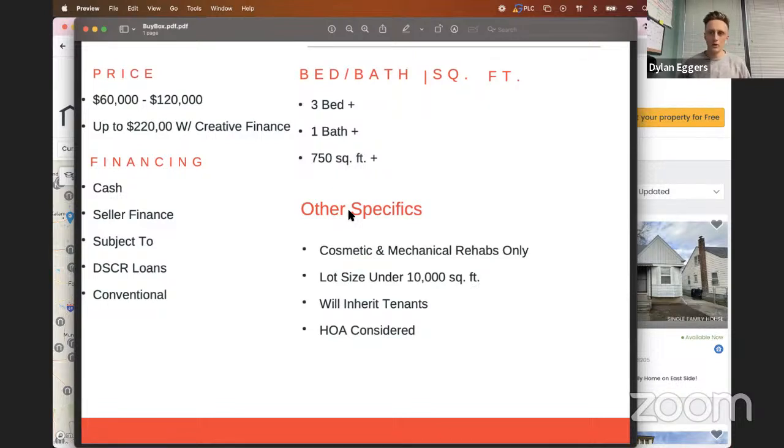Like if it needs a roof, if it needs flooring, stuff like that, we're okay with, but no guts, no scrapes. Lot size under 10,000 square foot. Again, just the smaller the lot size, the less maintenance we have.